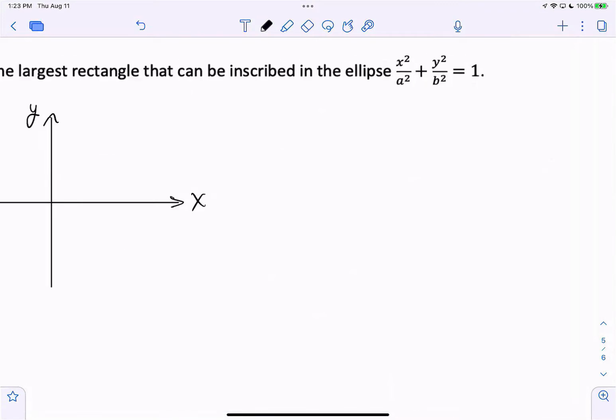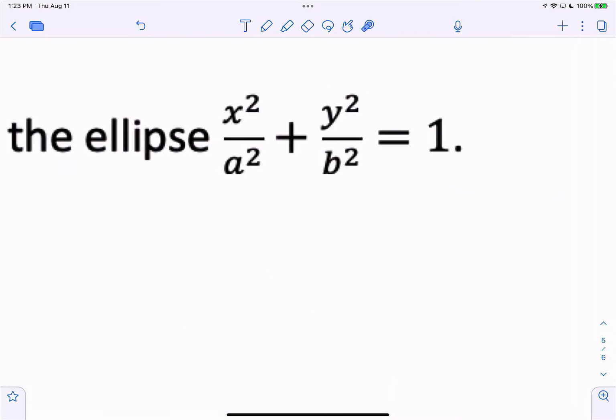And then, as a reminder, a, the base of the denominator under x squared, is the number of units I will go left and right from the center to get to the vertices of my ellipse. And then b, the base of the denominator under y squared, is the distance up and down I'm going to go. You may remember from studying conics, a squared isn't always under x squared. Sometimes a squared is under y squared.